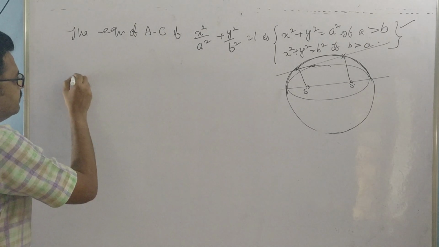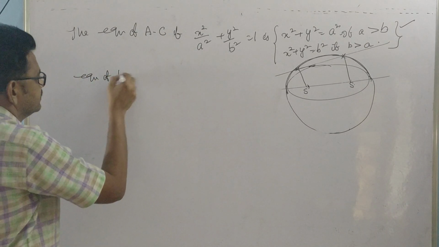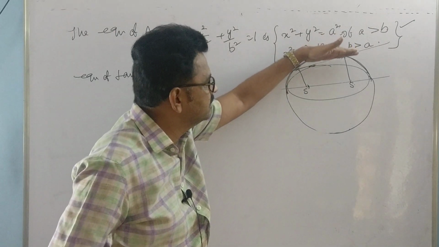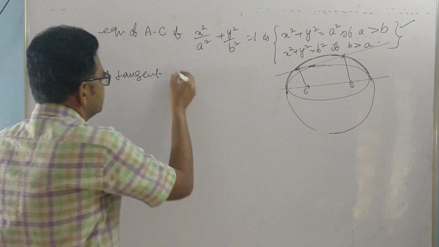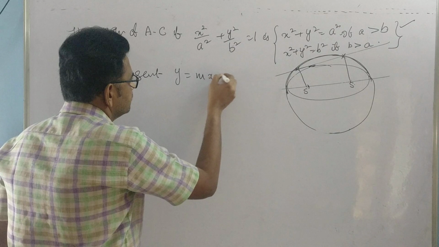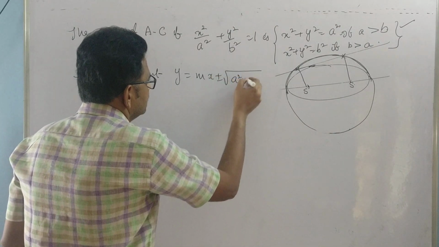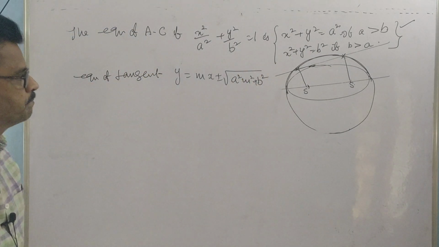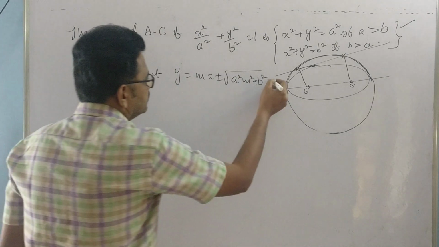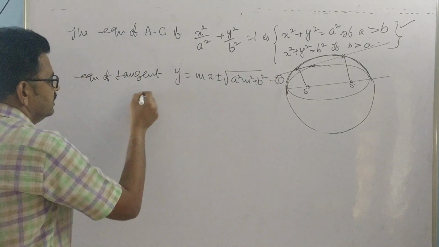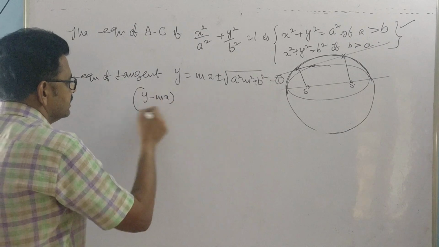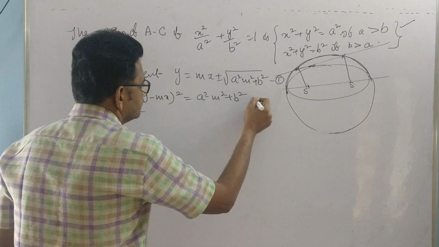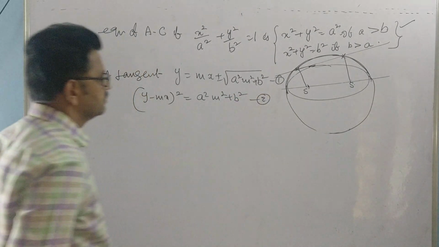So okay, now equation of tangent. Equation of tangent to this ellipse in slope form is y is equal to mx plus or minus root of a square m square plus b square. Call it 1. Take this side, y minus mx whole square is equal to, squaring on both sides, a square m square plus b square. Let this be 2.